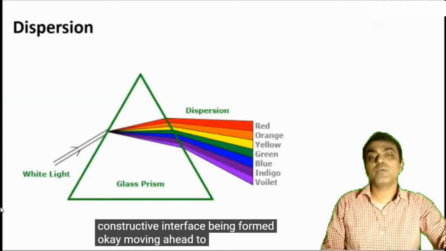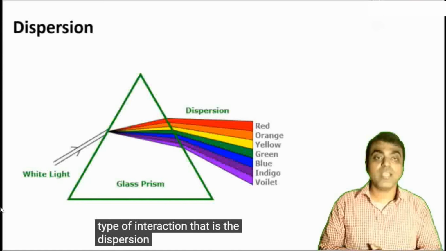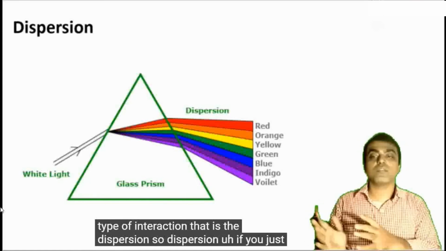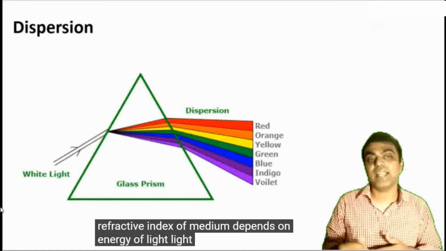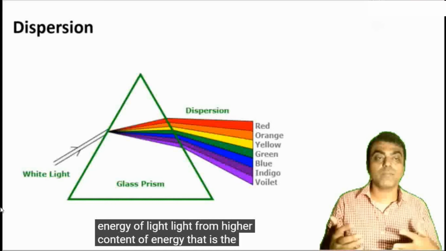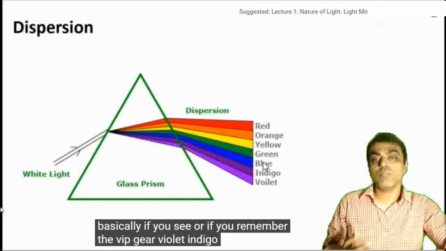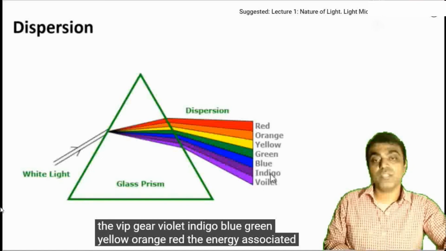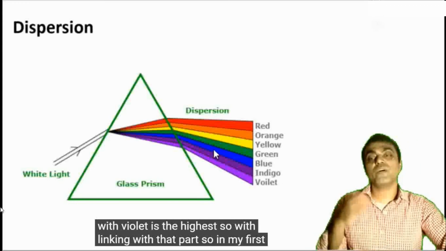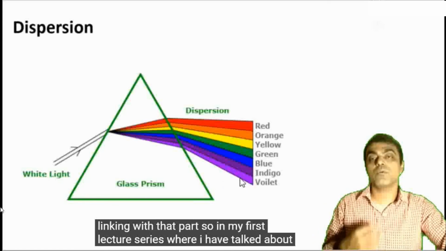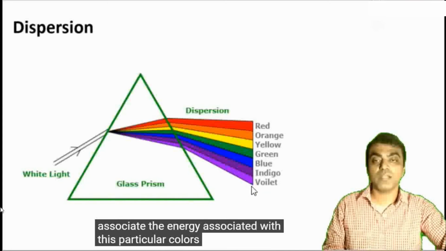Okay, moving ahead to the final and the last type of interaction, that is the dispersion. So dispersion, if you just recall the refraction part, the refractive index of a medium depends on the energy of light. If you remember the VIBGYOR, violet, indigo, blue, green, yellow, orange, red, the energy associated with violet is the highest. Linking with that, in my first lecture series where I talked about the electromagnetic spectrum, there you can associate the energy with these particular colors of wavelength.